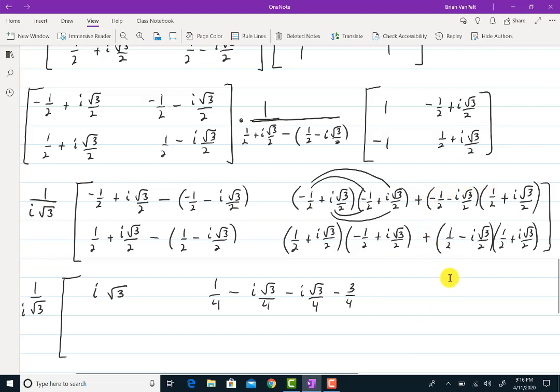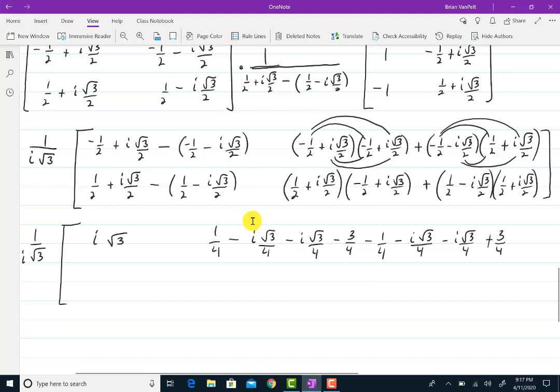Now I have to do this one as well. So I'll start here, minus 1/4. And then I will go here. That's minus I radical 3 over 4. Then in here, I'm going to get minus I radical 3 over 4. And then finally, this last one here, negative I times I will be a positive 1, so I'll just get plus 3/4 here.